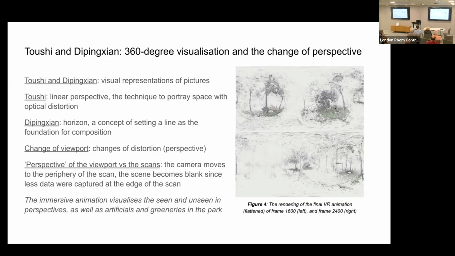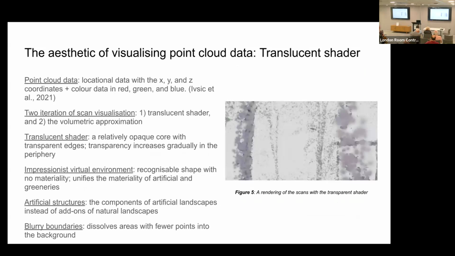And I deliberately interplay this perspective of scan with the perspective of viewports to visualize the seen and unseen in the park, as well as the artificial and the greeneries in the park. And for the aesthetics of the visualization, I incorporate two iterations of visualization. The first one is the translucent shader, and the second one is the volumetric approximation.